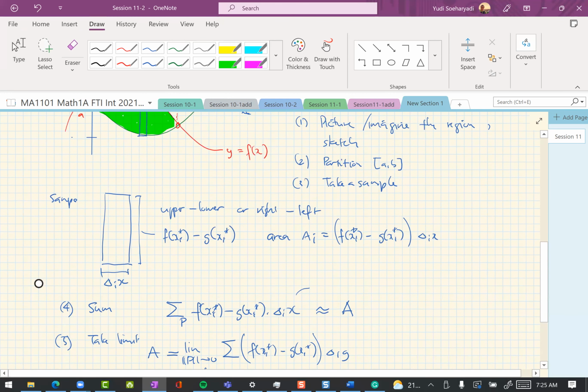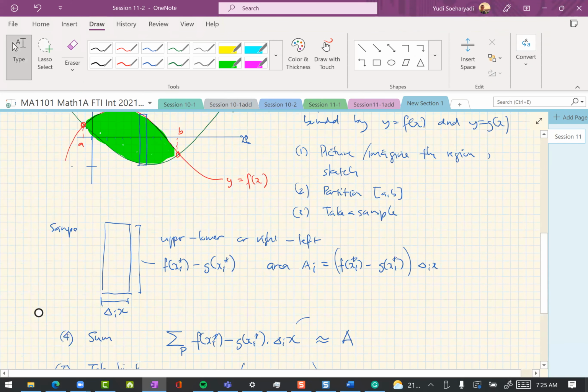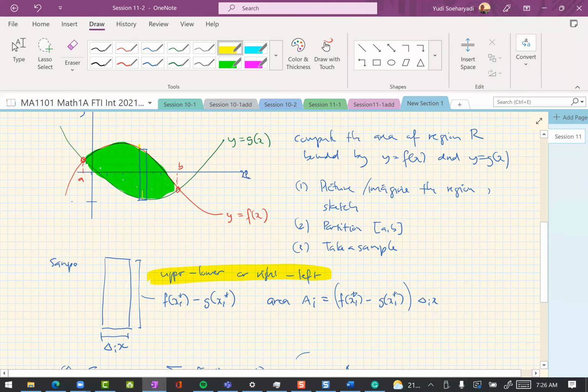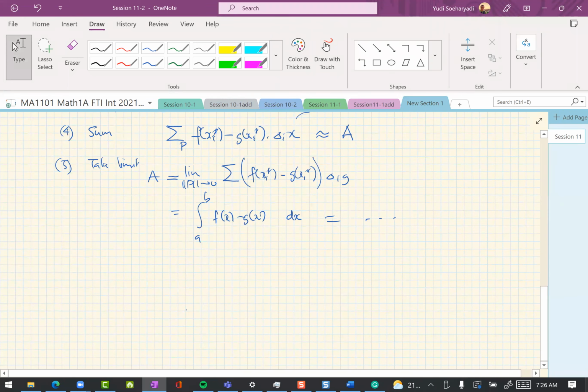Okay, questions? I think the important idea is you always proceed this way: upper minus lower, right minus left. So here we have upper, lower, upper minus lower. Okay, so let's do some examples.